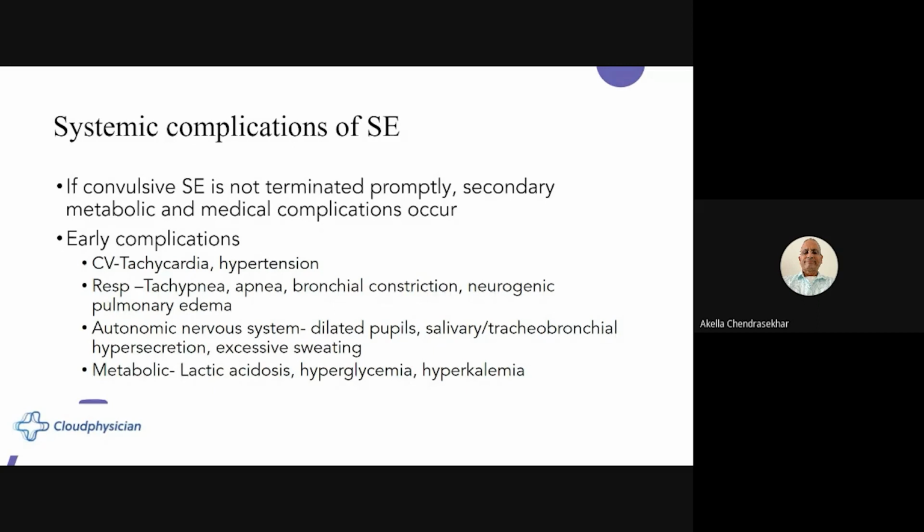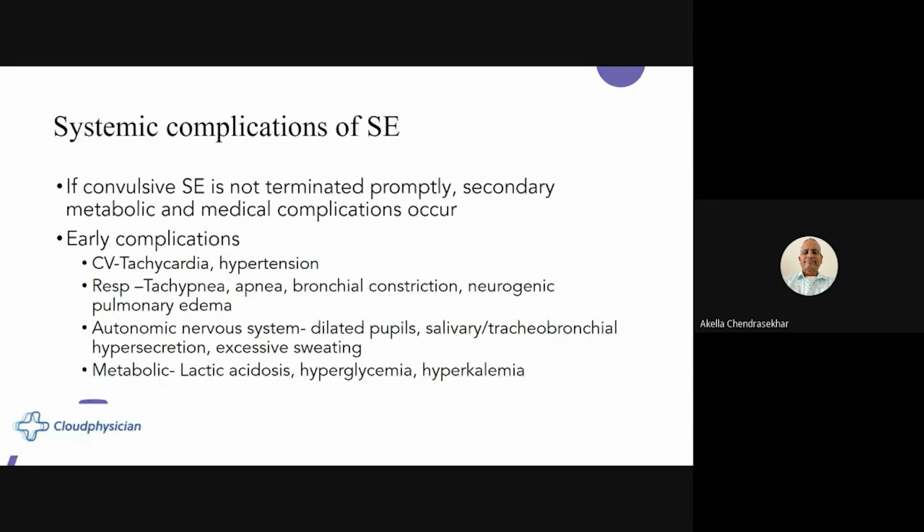Now, here's the other thing. Remember, in TBI patients, long-term anti-seizure medication is not necessary. However, short-term is absolutely necessary. Why? Because if they have seizure activity and it's not terminated properly, then you're going to have an issue going on later. You're going to have more dysrhythmias. You're going to have more issues.